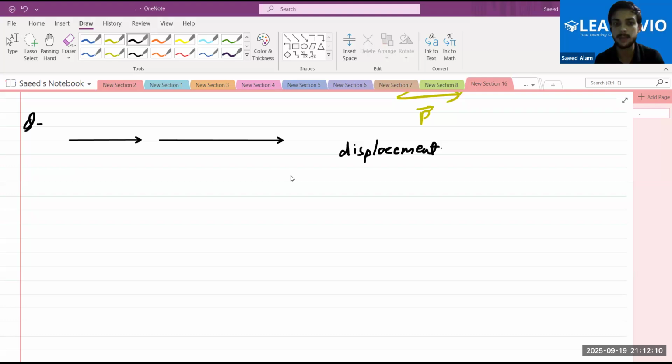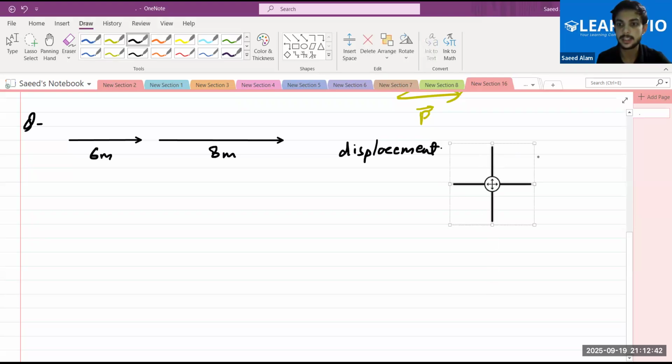Next, let us say that I'm giving you the magnitude also. Let's say this is 6 meter and this is 8 meter. This time I have given you the magnitude also. Now you will ask me that vectors have two things, the magnitude as well as the direction. I'll say yes, definitely you are right. So for right now, let us say that I'm giving you the directions also.